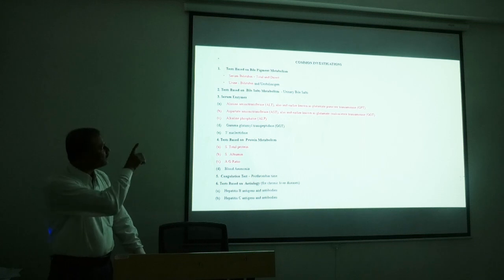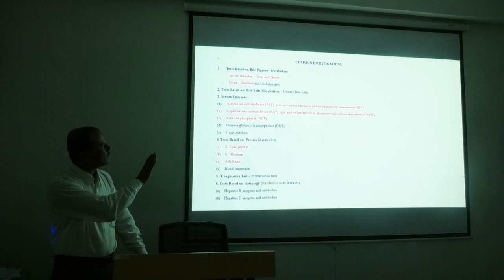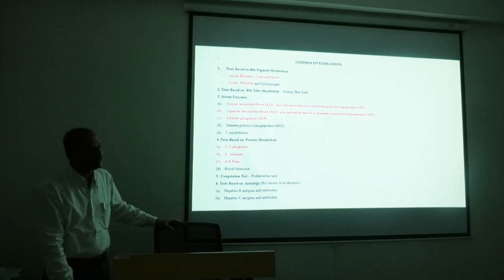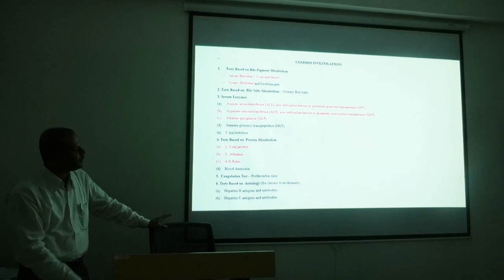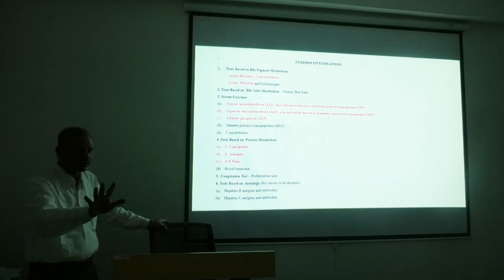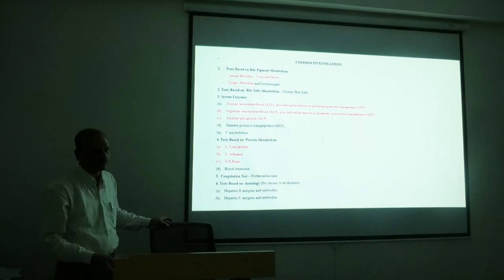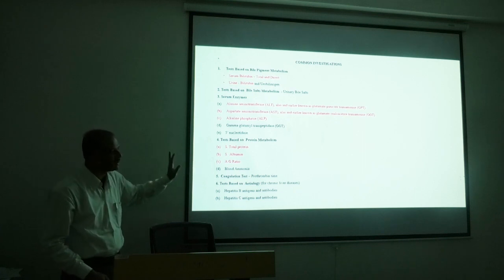You just note all the bilirubin, total and direct, urine bilirubin, urobilinogen and urinary bile salts, and those which are written in red. That is ALT, AST, ALP. Right now write it, you can read it in the book. Please go through quickly, otherwise you will not be able to finish. Total protein, albumin and A/G ratio.